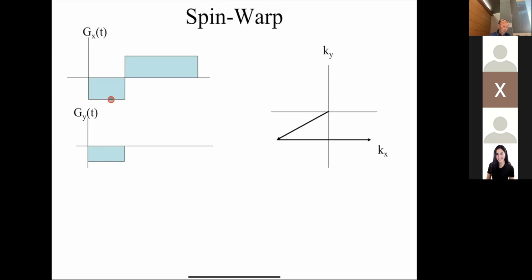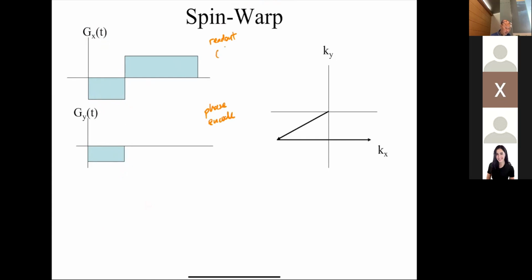So this is what a spin warp sequence looks like. The gx gradient goes negative and then positive, and the gy gradient looks like this, and it can take on different amplitudes. So we're going to give you some nomenclature. This is typically called the readout gradient. And this is called the phase encode gradient.